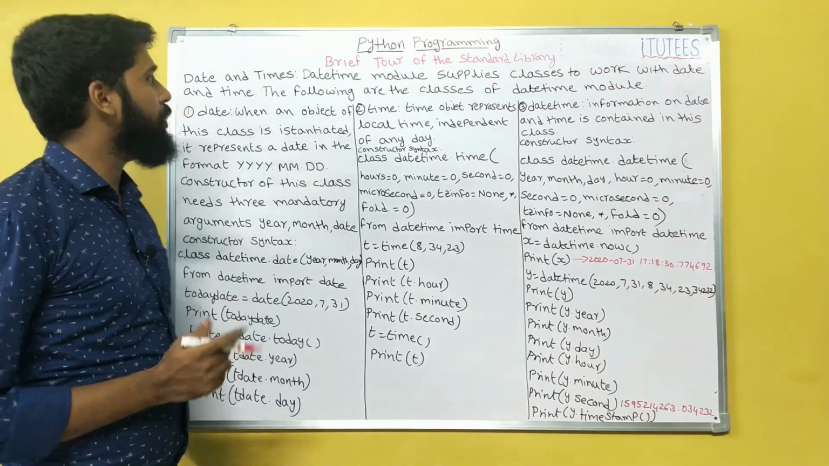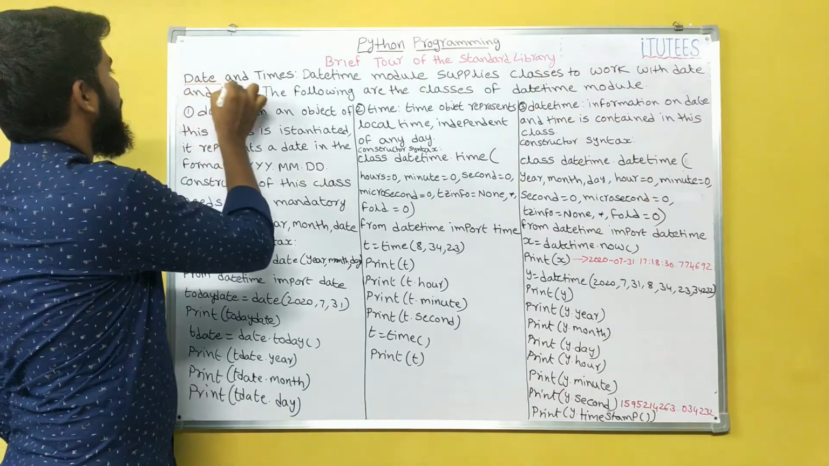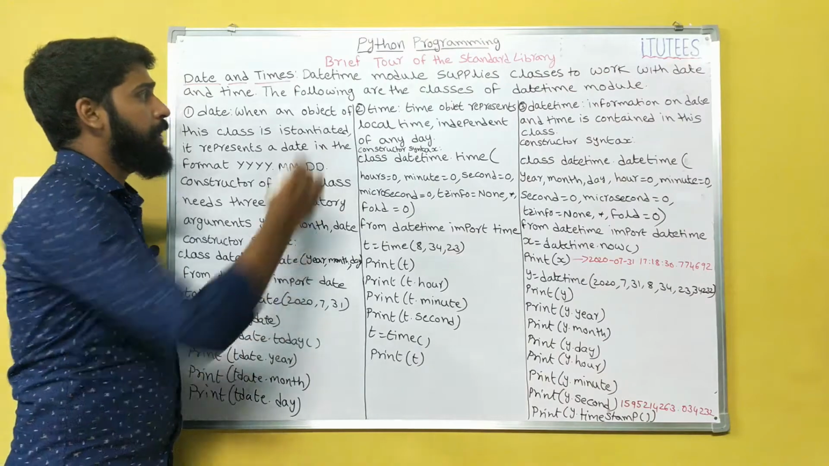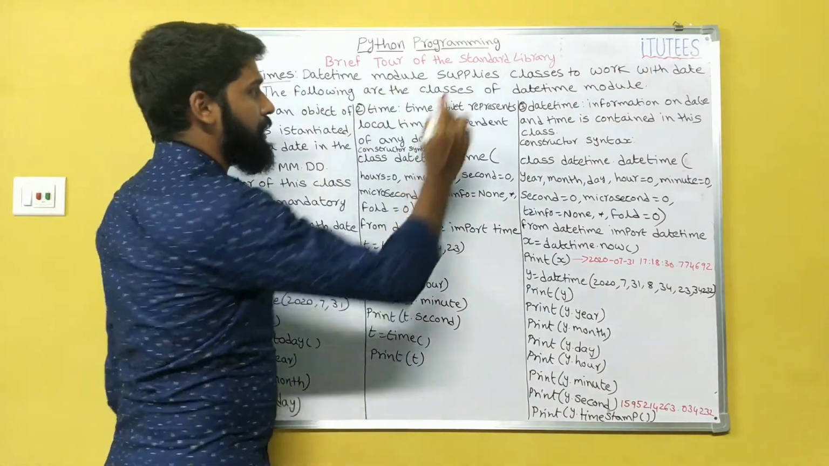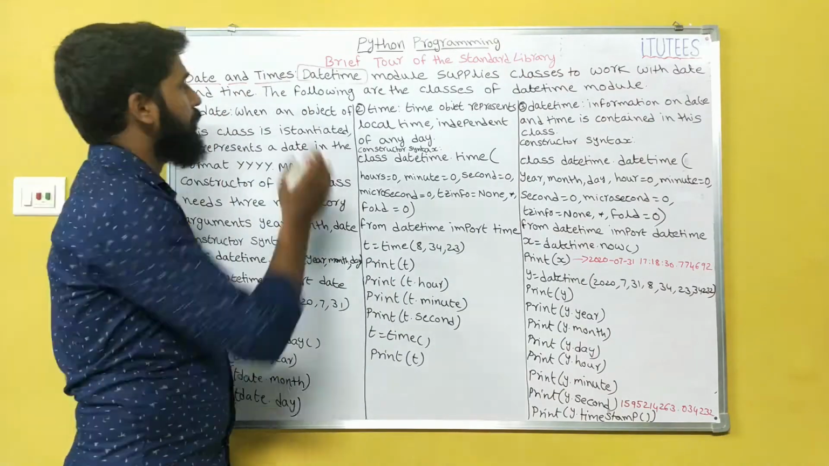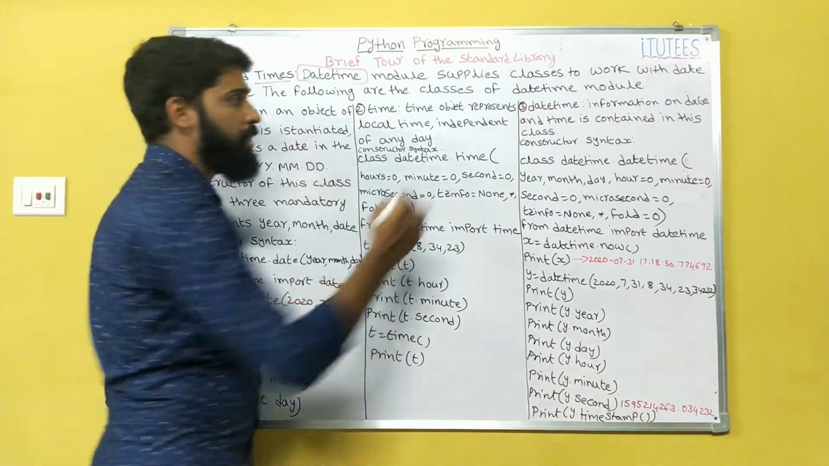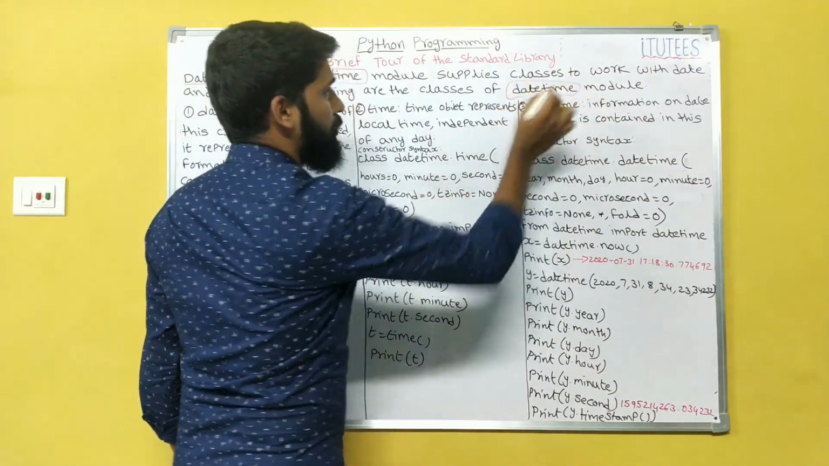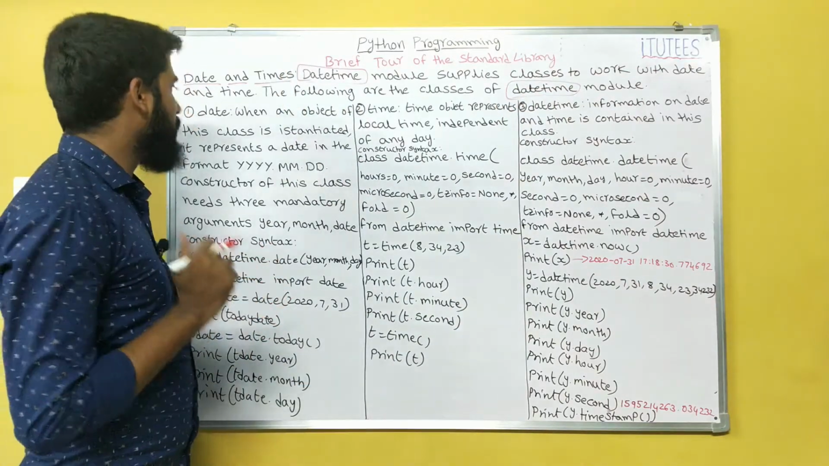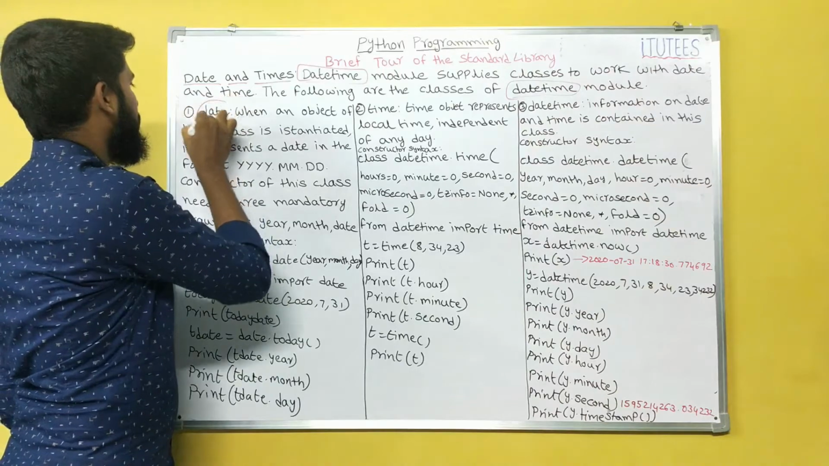In this class we are going to discuss the datetime module available in Python. The datetime module supplies classes to work with date and time. The following are the classes of the datetime module. We discuss all the classes one by one. The first class name is date.